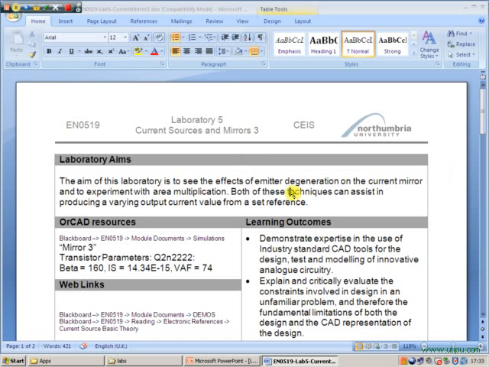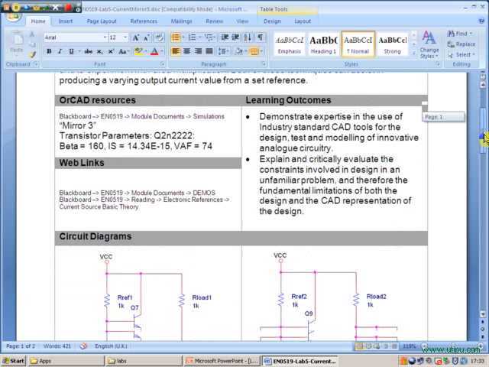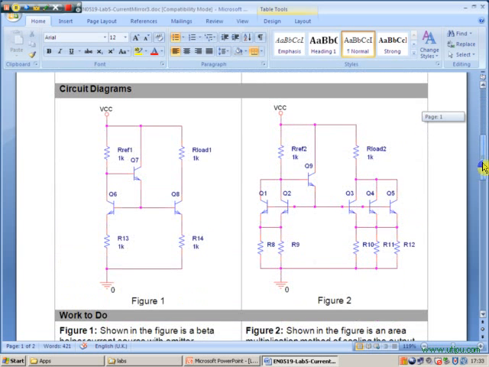Laboratory 5, current sources and mirrors again. Okay, if we scroll down, there are two designs for you to perform. The first design is as shown here, a beta helper current source. And secondly, how the beta helper will actually help in performing some more complex output.